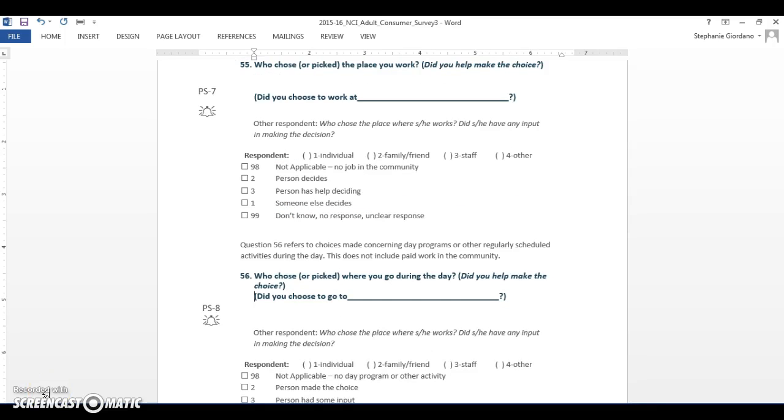We then ask for people who are working if they chose their place of employment, and this is only for people who are in a paid community job, which you may know from Section 1. And then we ask whether the person chose or picked where they go during the day, and again, this is only for people who are in a day program or other activity during the day, which again, you may know from the Section 1 questions.